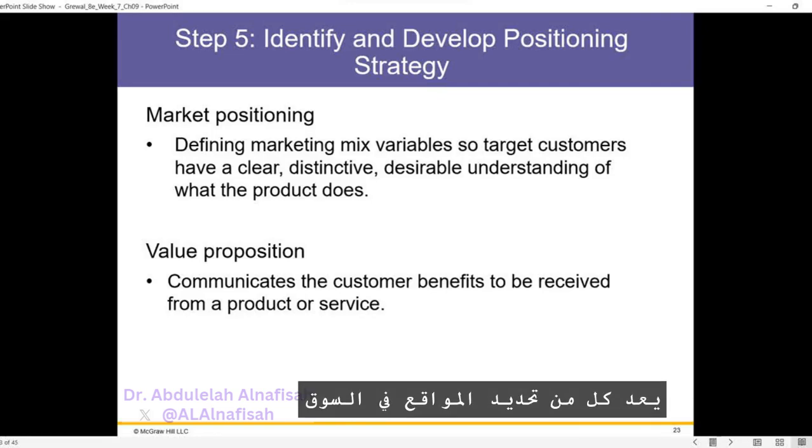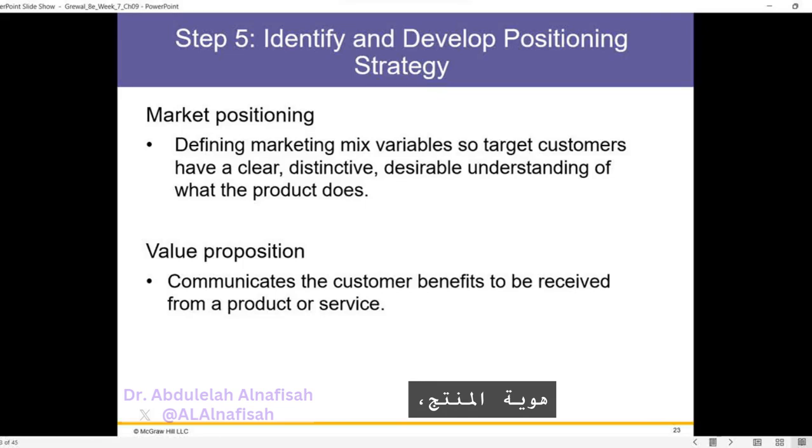Both market positioning and value proposition are essential in creating a clear and differentiated identity for a product, influencing customer preferences and purchase decisions in marketing strategy.